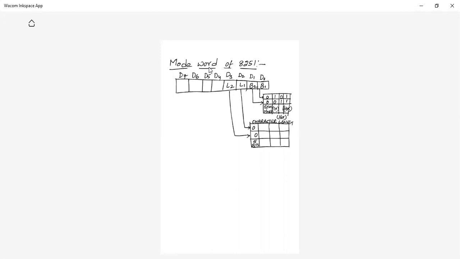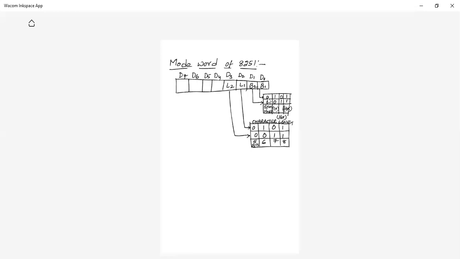Right. Next one is 1, 0. So 1, 0 means 6 bits. That is the character length, right? You can transmit 5-bit data, 6-bit data, 7-bit data, and also 8-bit data. 0, 1, and 1, 1. So this is the character length that is specified by D2 and D3 in the mode word, right?